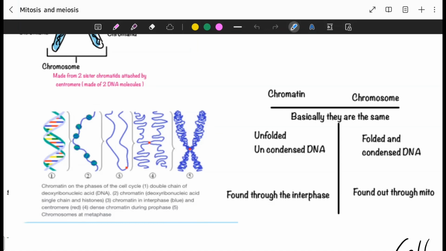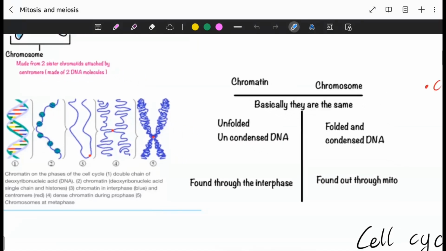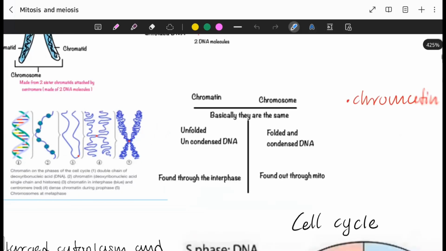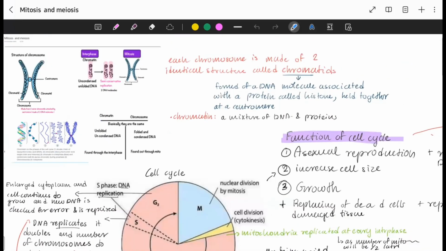Here they're talking about the differences. Chromatin and chromosome are the same material. Chromatin is the unfolded, uncondensed DNA, but when cell division occurs, we can see chromosomes, which are the folded, condensed DNA. Chromatin is found through interphase, and chromosomes are found during mitosis. During cell division, the chromosome becomes condensed, shortened and fatter.